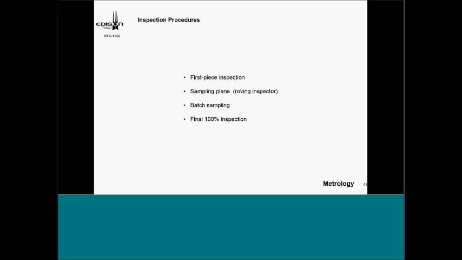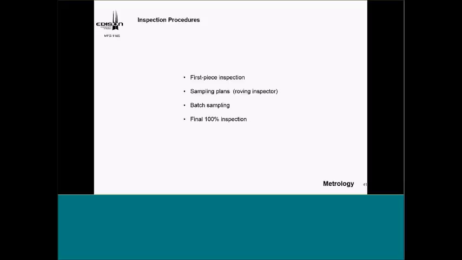I'll say Dannon Yogurt. They will have a roving inspector with a little ladle, and he'll reach in and test the ingredients, what's in the yogurt at various stages. And then a batch, for example, we're going to take 10 out of 100. Then final 100% inspection, where we measure everything 100%.